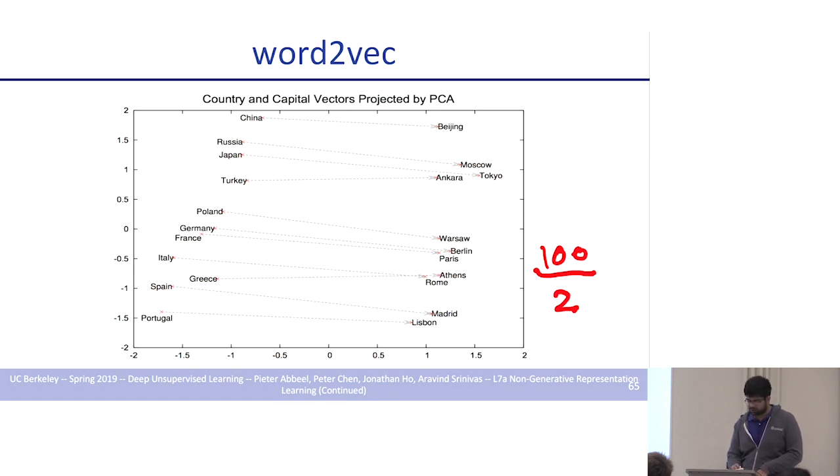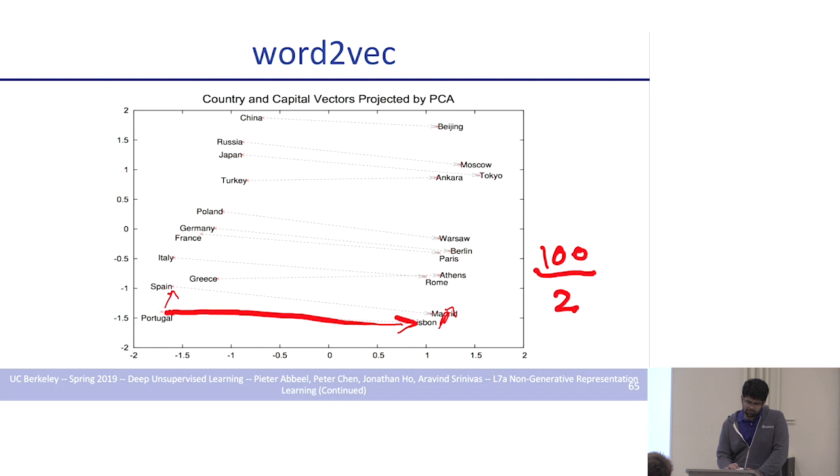If you take the position vector from every country to its capital, and do this for all pairs of countries and capitals, you end up with approximately parallel lines. So what does this mean? It means you can do arithmetic. Let's say I move from Portugal to Spain, and my translation from Lisbon to Madrid is going to be parallel too.